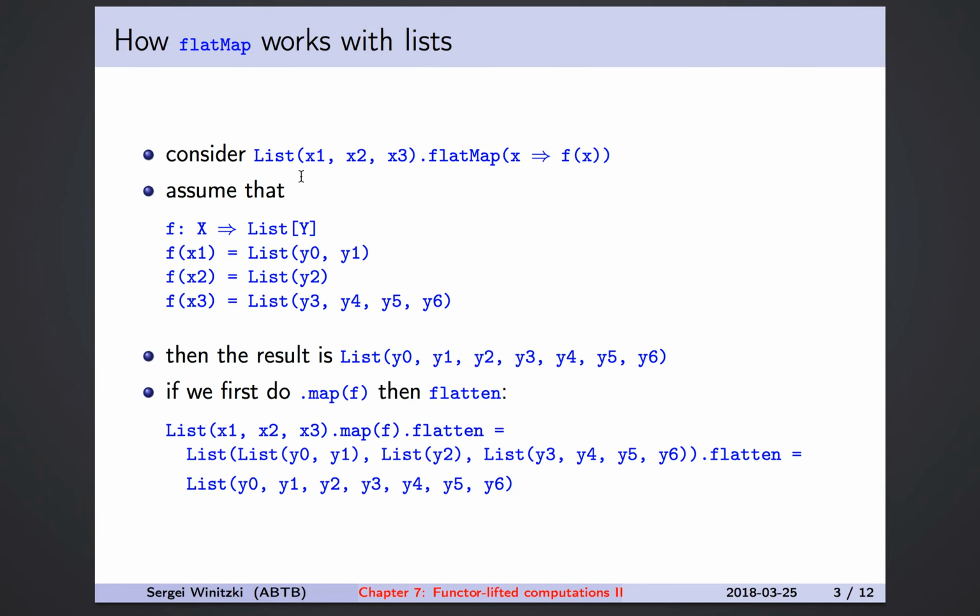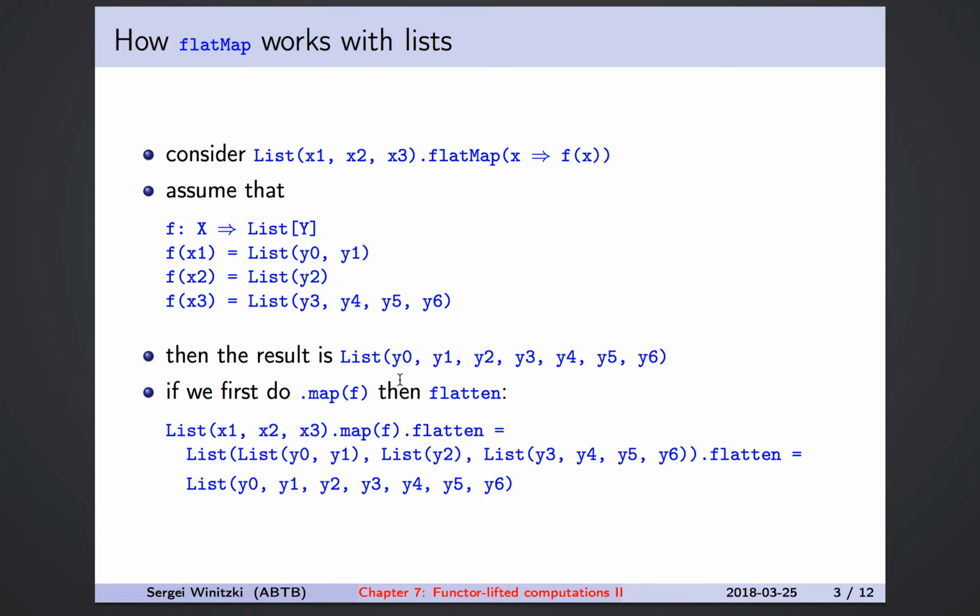Let's look at a more visual example of how flatMap works with lists. So consider this expression. How would we compute it? Let's assume that the function f takes a value of x and returns a list of some values of type y. Now, if you have specific values x1, x2, x3 here, then the result of applying f to them might be a different list each time. It could even be a list of different length with different values inside. So let's imagine this is the result of applying f to x1, x2, and x3.